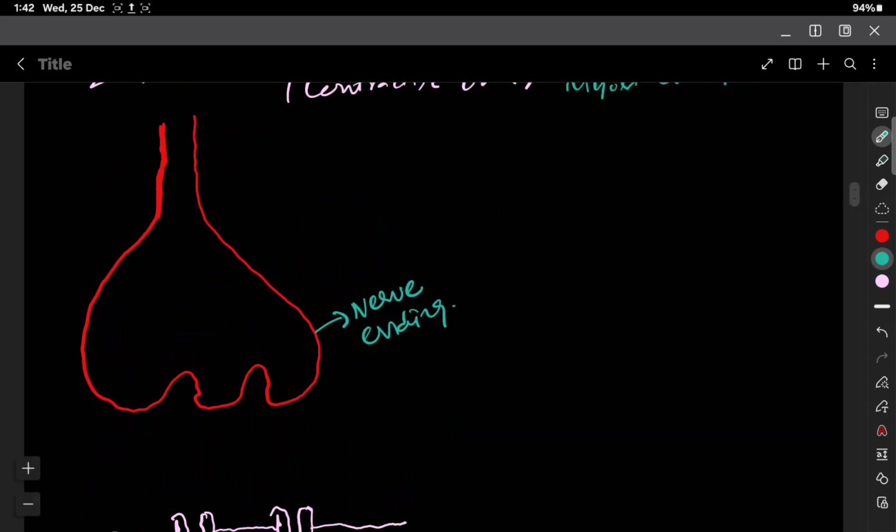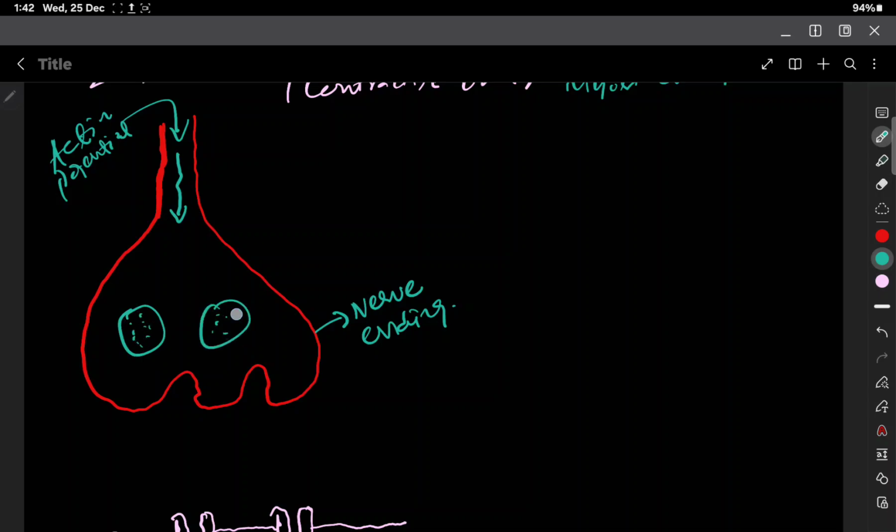The first thing will be the action potential, which will come from here. Action potential, or what we call a nerve impulse. This action potential will reach here. So here there is the presence of acetylcholine, which is present in the synaptic vesicles. These are called the synaptic vesicles, which store the neurotransmitters. So the neurotransmitter which I am explaining to you is acetylcholine, ACh. Acetylcholine is a neurotransmitter formed by the combination of choline and acetyl coenzyme A.